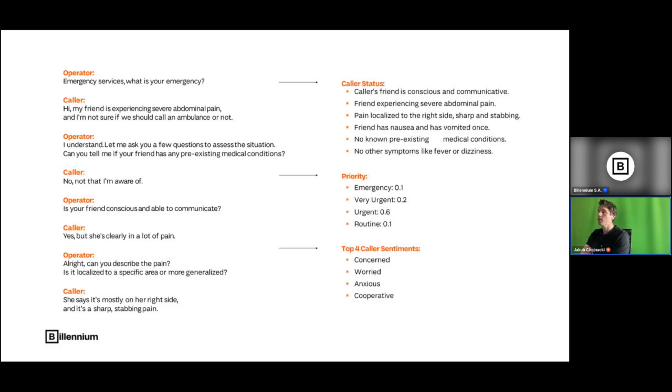And for this case, we can see that the priority is set for the urgent, as this has the highest value. And all those 3 structures, the caller status, priority, and top 4 caller sentiments, are presented to our operator, who later decides whether the priority is correct or not, and puts the caller into a queue. So either the caller is given an ambulance, or he is given a place in a queue to wait for the ambulance.